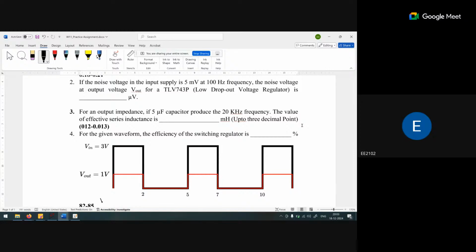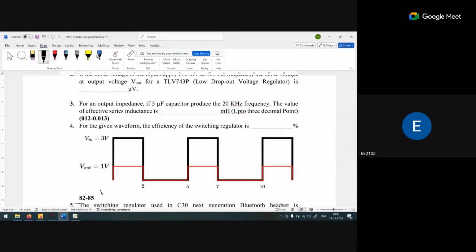P out is 1 divided by 3, and duty cycle is 0.4. So 1 divided by 1.2, it is around 0.83, or 83.3%.